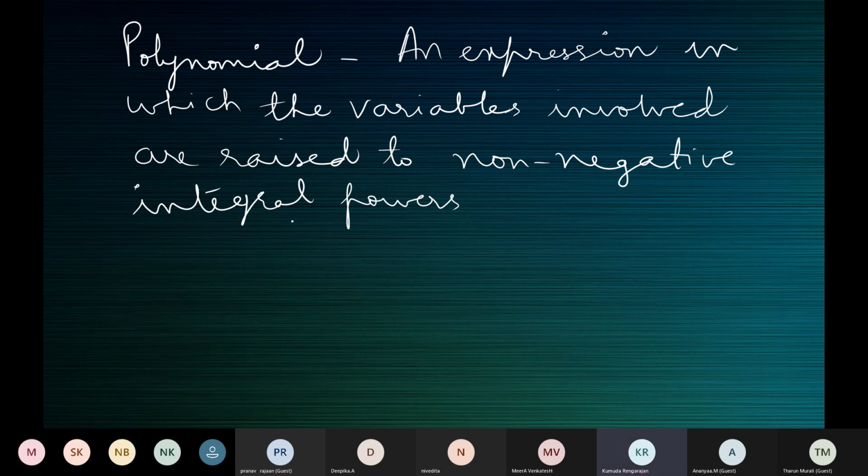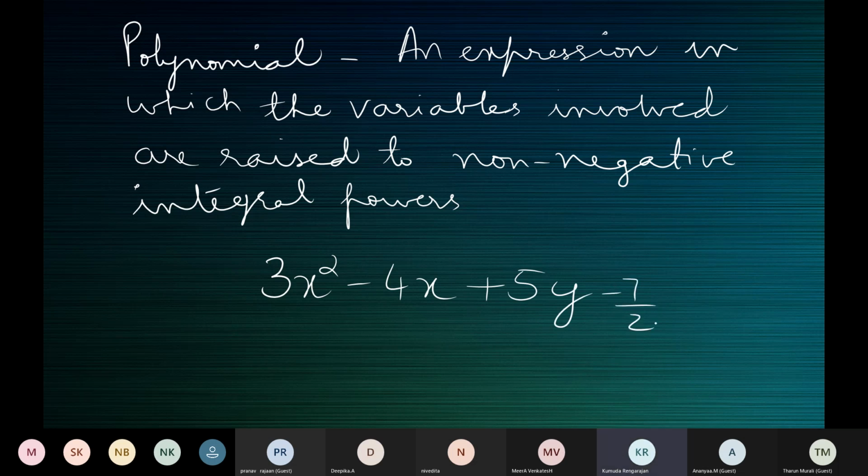So now, take this example: 3x squared minus 4x plus 5y minus 7/2. This is an algebraic expression. To understand whether it is an algebraic expression or not, you don't have to think much. You can see some numbers there, you can see variables x, y, and you can see that the terms are connected by plus and minus signs. What you see on the screen is an algebraic expression.